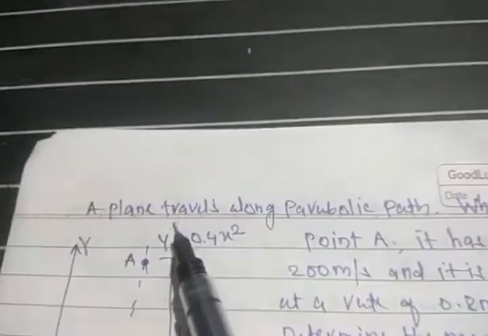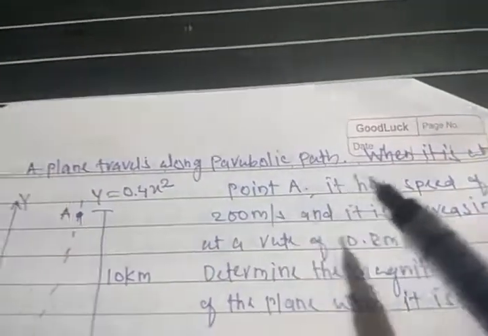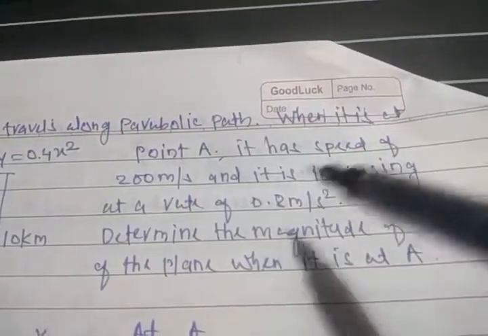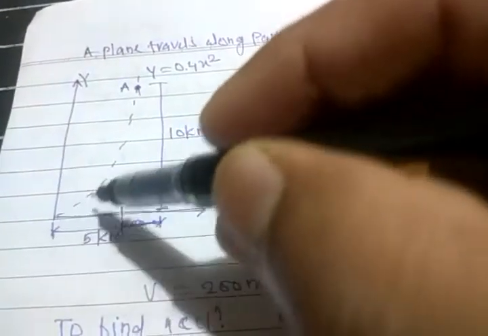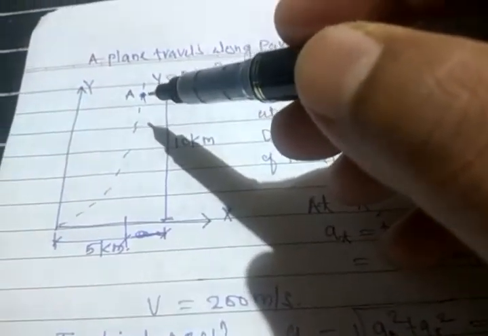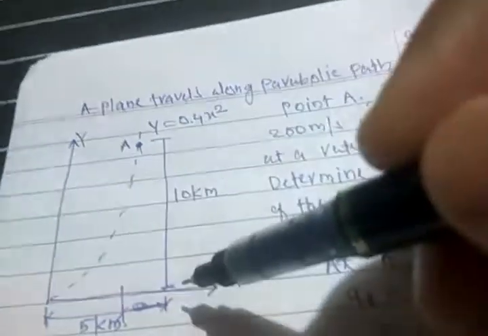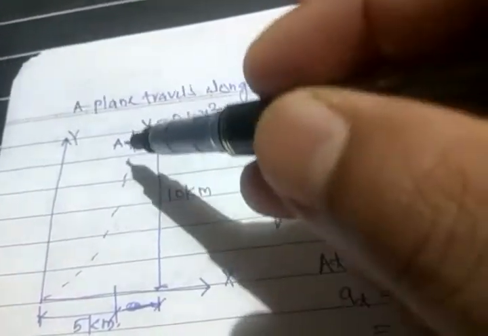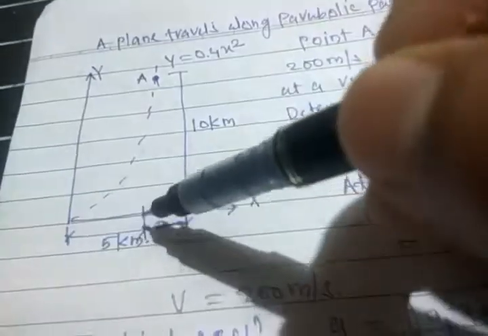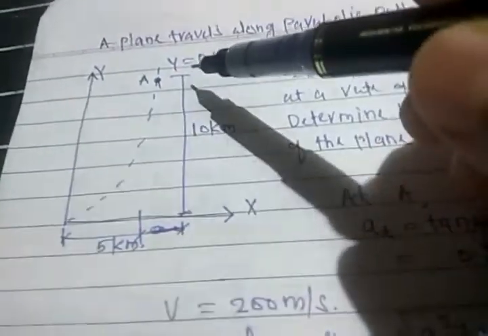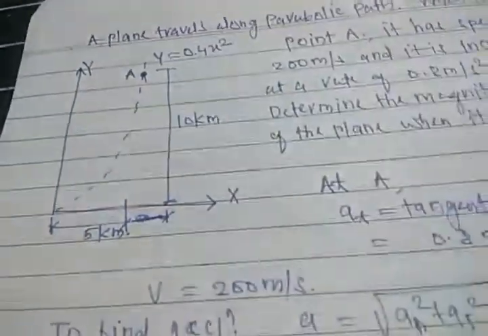Actually I want to cover more and more questions in one video. Okay, next, a plane travels along a parabolic path. This is the x-axis, y-axis, and this dotted line indicates the path of the plane. When it is at point A, this point A is 10 kilometers high and 5 kilometers from the origin, and the equation of the path is y is equal to 0.4 x square, this much is given.